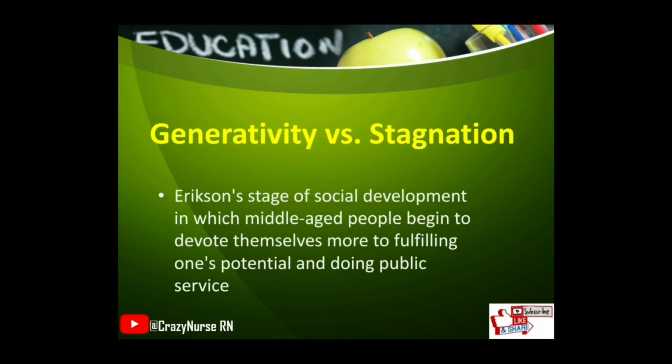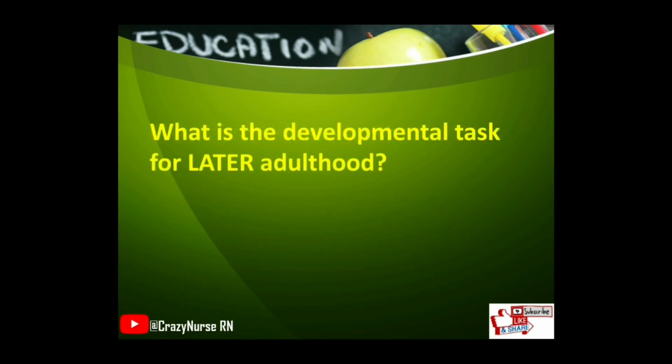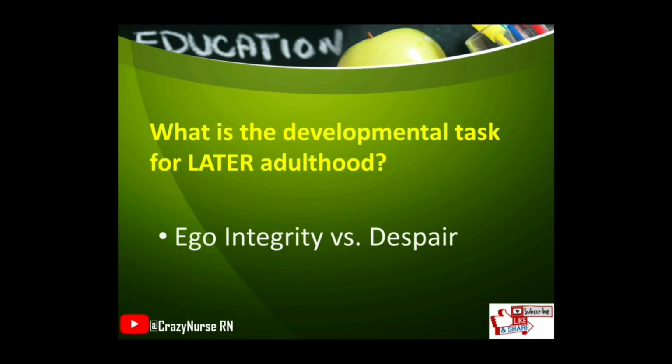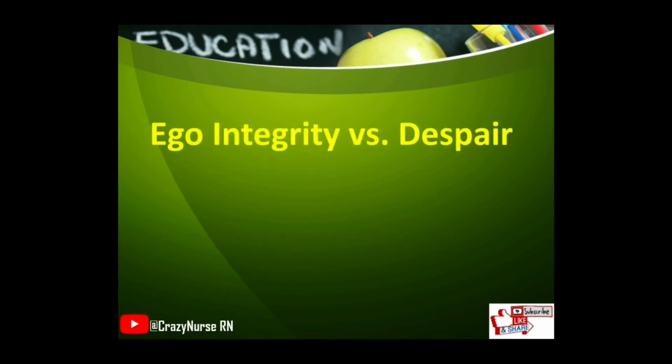Erikson's stage of social development in which middle-aged people begin to devote themselves more to fulfilling one's potential and doing public service. What is the developmental task for later adulthood? Ego integrity versus despair.